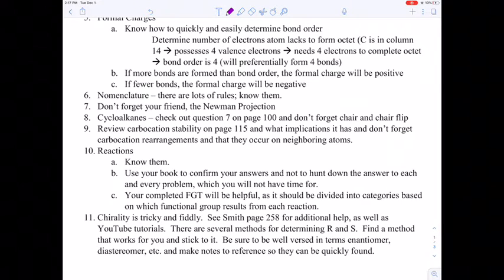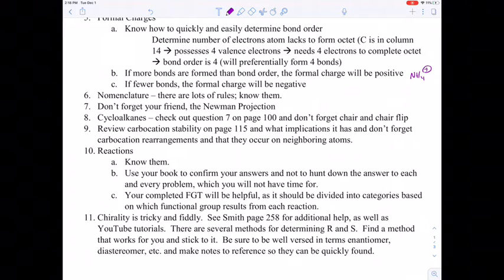So if it needs 4 electrons to complete the octet, that means the bond order is 4, and it will preferentially form 4 bonds. Likewise, if it's in column 13, it has 3 valence electrons, column 16 has 6, and so on. So if more bonds are formed than the bond order, the formal charge will be positive. Think of ammonium, that's a good one for that.